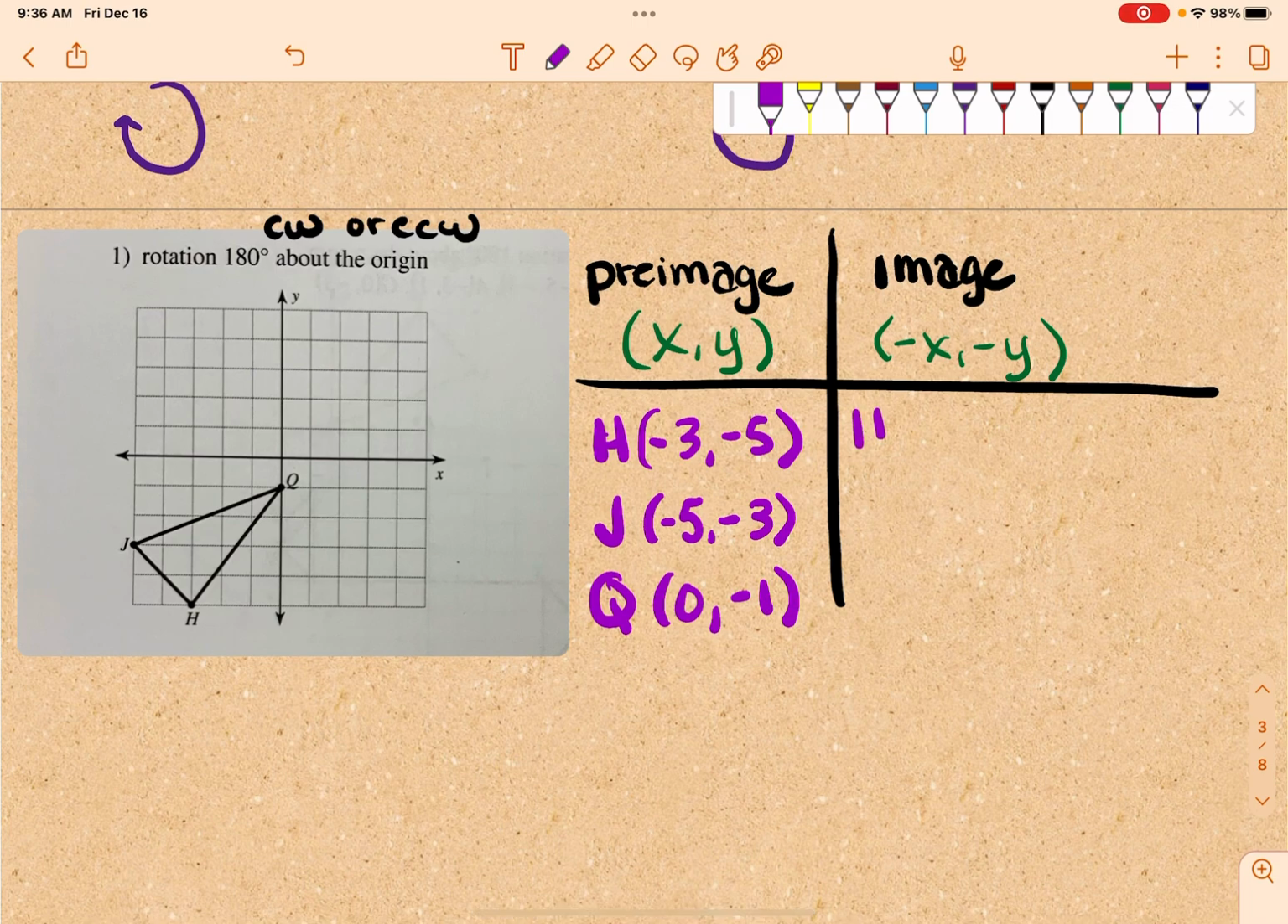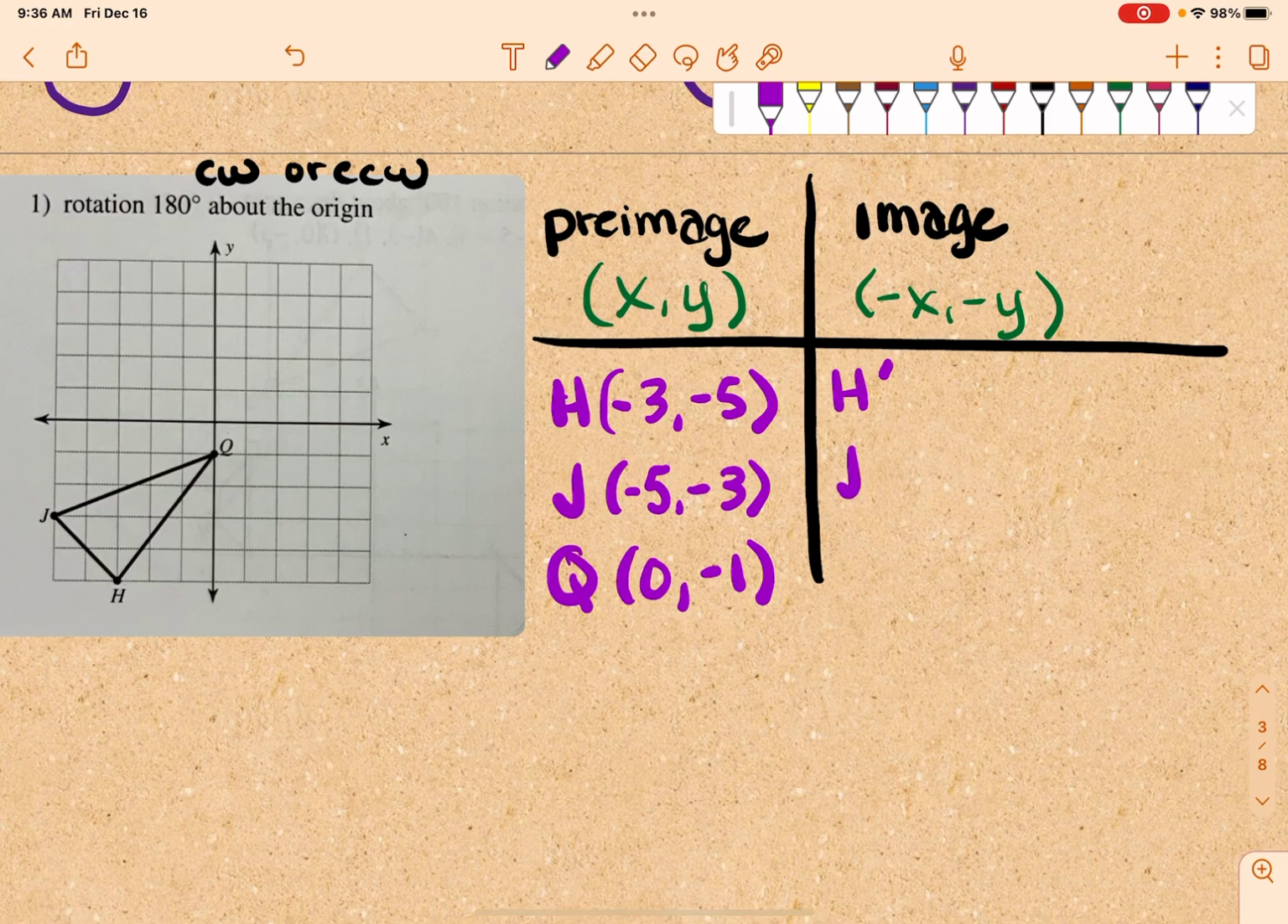Now, when I talk about the image, all they do is add that little prime to it. So after each of these, you're going to see that little prime.